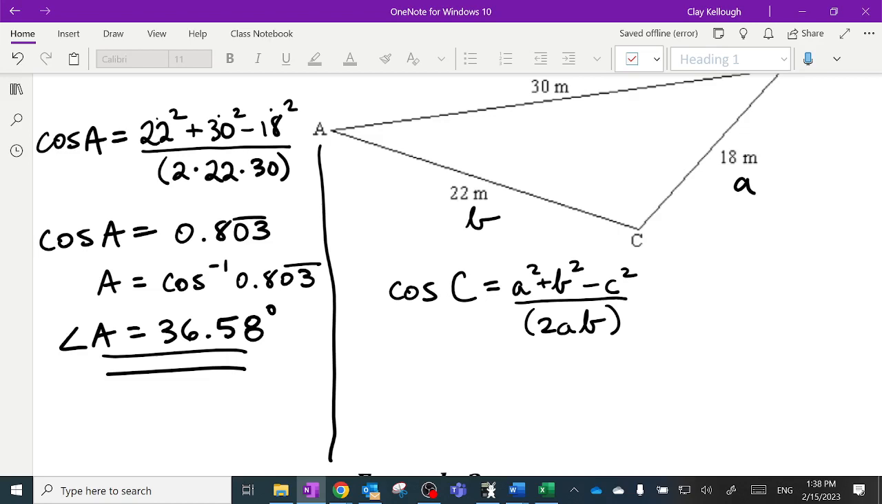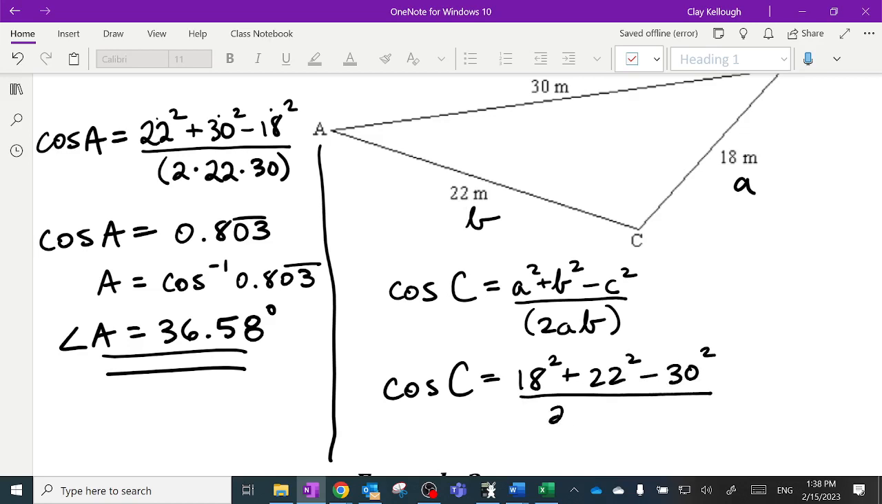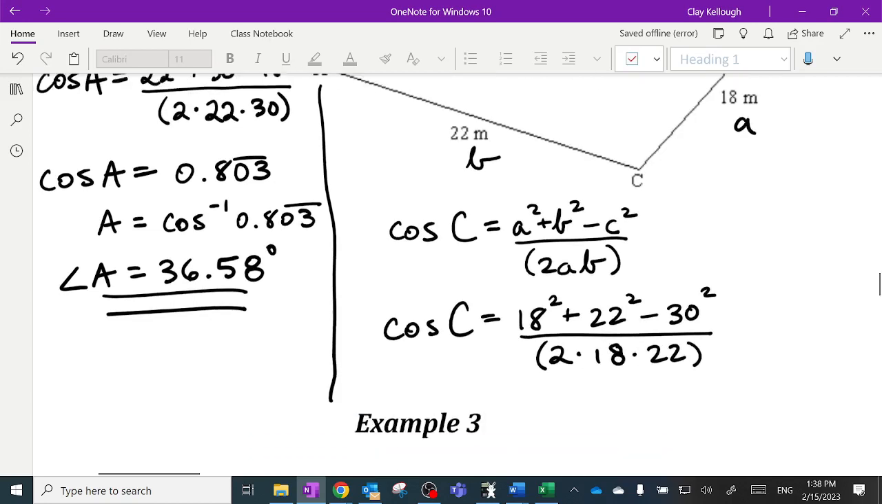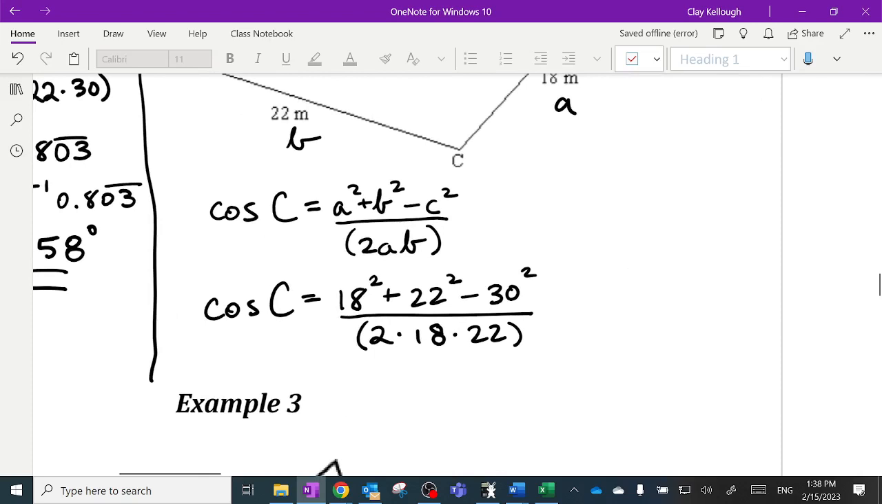Now let's put our numbers in. Cosine of angle C is 18 squared plus 22 squared minus 30 squared all over 2 times 18 times 22. Oh, hang on, I like using dots. And punch buttons and tell me what the cosine of C is going to equal.